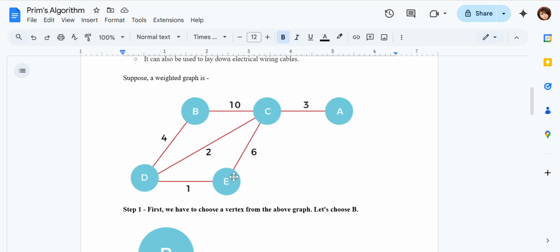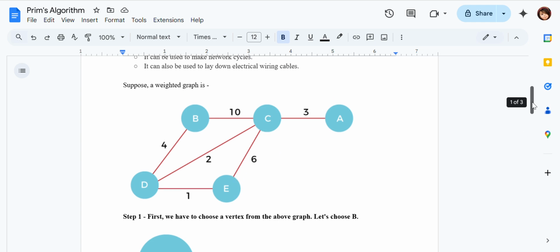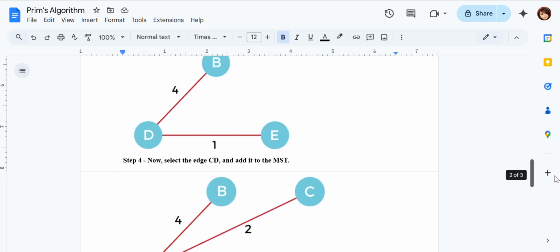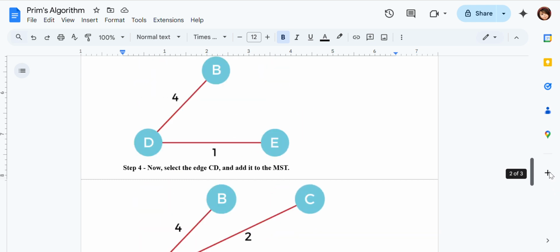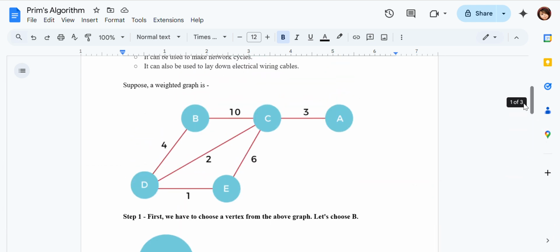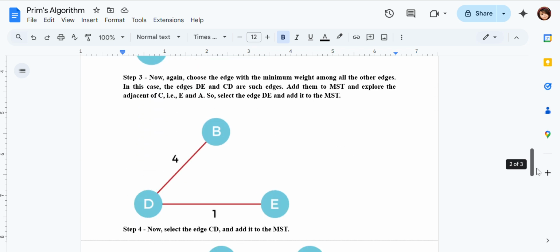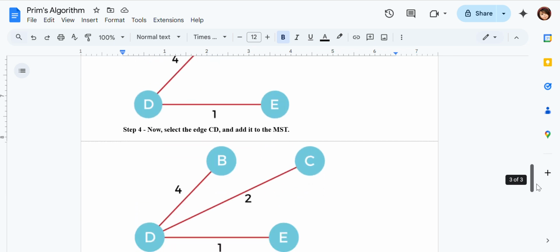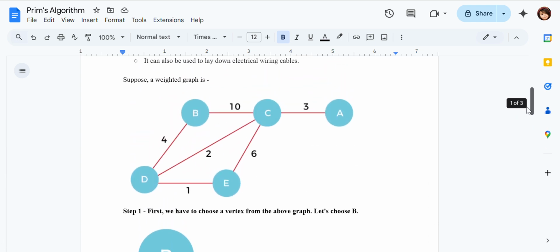Because there are no other edges, there are no combinations or comparisons of edges. So we just simply draw E and C with a weight of 6. Okay. So when you're just adding up with that particular thing, we'll be having EC. So here, EC is 6.